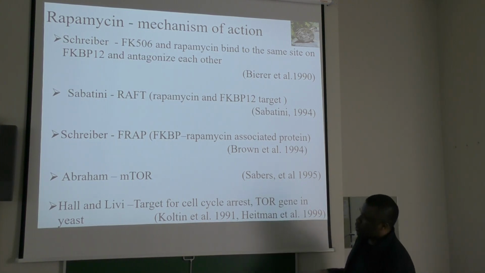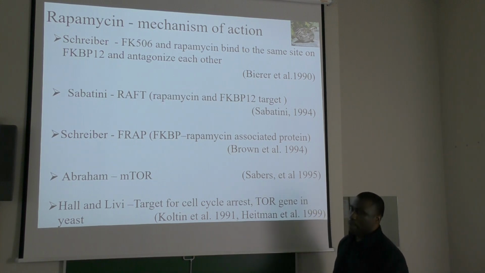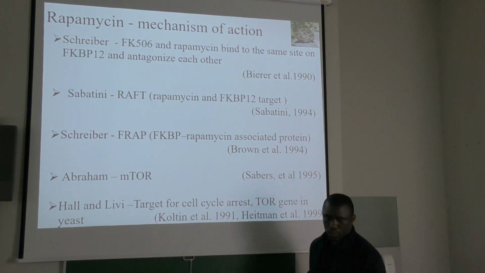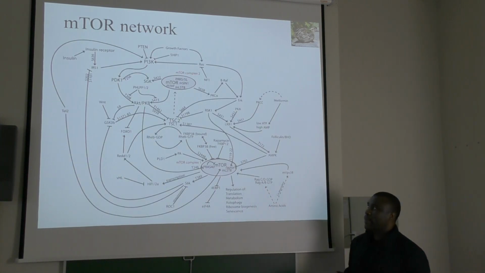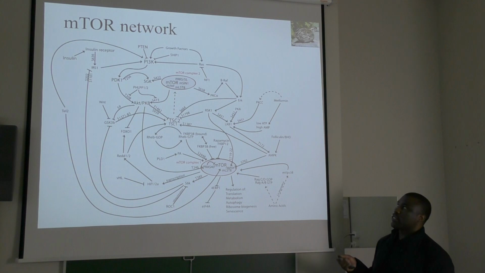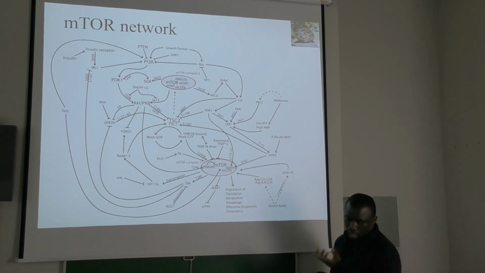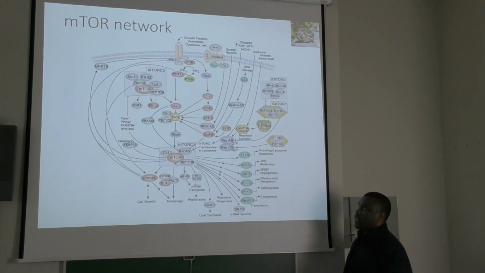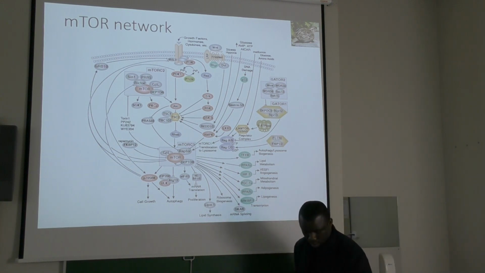So this is actually a very complex network. It's a pathway with a complex network, and it senses a lot of things, but one cannot understand it in a quick way. There are a lot of diagrams related to this network. You can just search for mTOR signaling, and you will find a lot of diagrams.